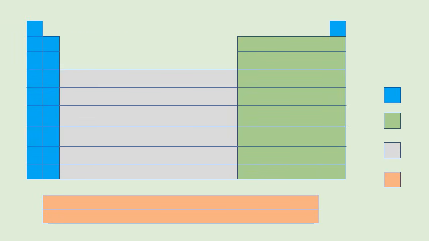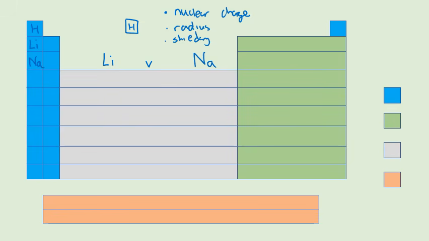Let's take a look at our periodic table again then. First of all, I'm going to start with looking down group 1. So let's have lithium and sodium as the first two elements in group 1. Yes, this is hydrogen, but again, hydrogen's not necessarily classed as a group 1 metal. We'll generally see hydrogen over here. So let's compare lithium against sodium. And let's remember those three factors. We've got the nuclear charge, we've got the radius, and we've got the shielding. So there's those three factors to consider.